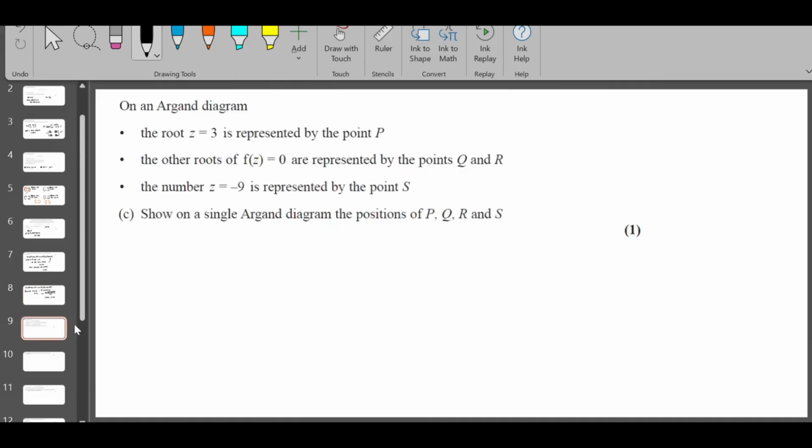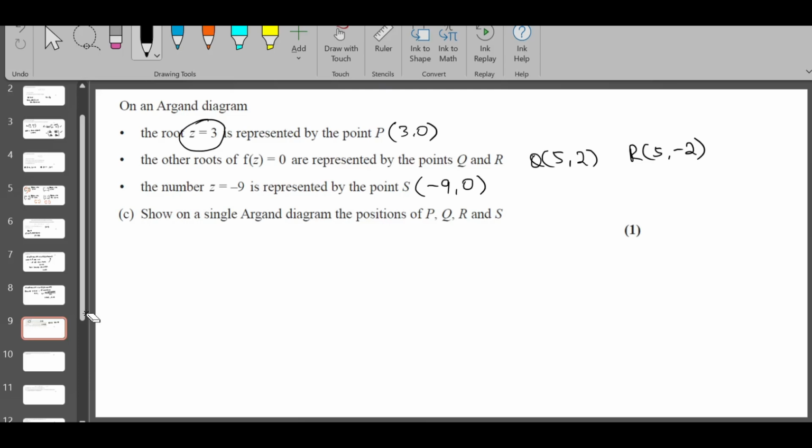Part C now. On an Argand diagram, they want us to plot all these points, P, Q, R, S. P is represented by z is equal to 3. That means the point P has no imaginary part, only a real part. The other roots, we got two other roots, 5 plus or minus 2i. So Q is 5 plus 2i, R is 5 minus 2i, or you can swap these two, it doesn't matter. z is equal to minus 9 is represented by point S. So there is no imaginary part.